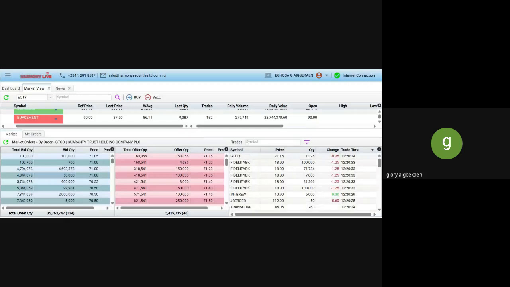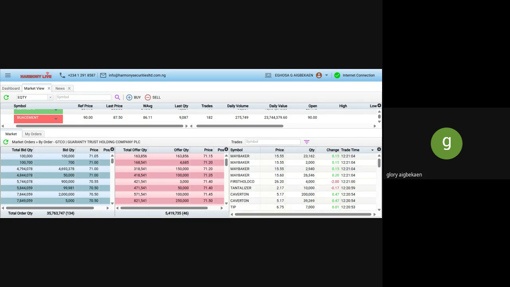We can sell slightly before the report is out, or if we really have a very strong conviction that the stock is going to churn out very good numbers, then we can wait and see the report before we sell.